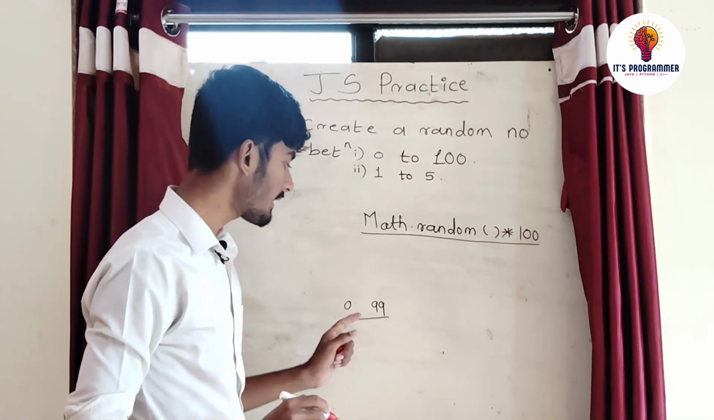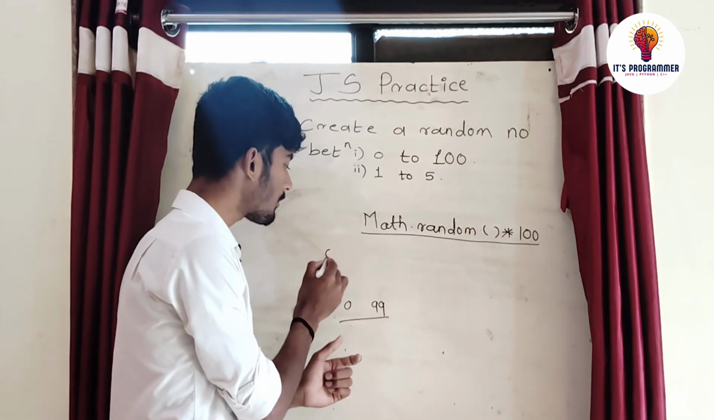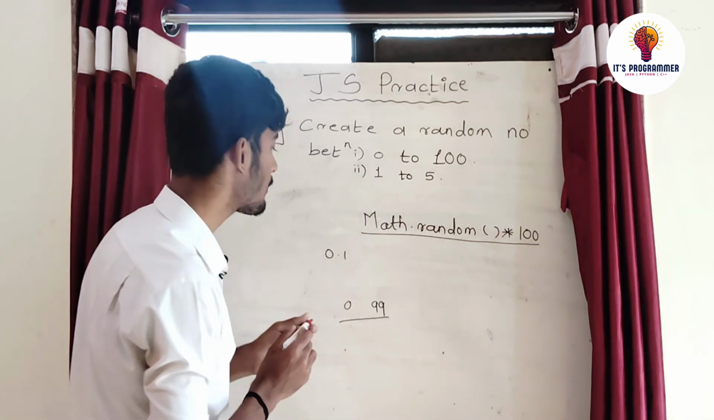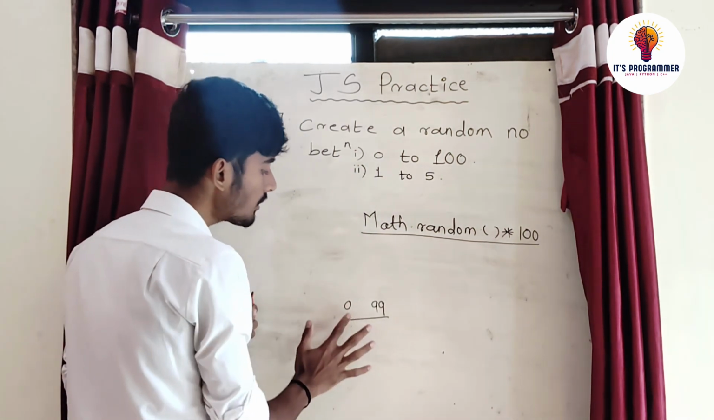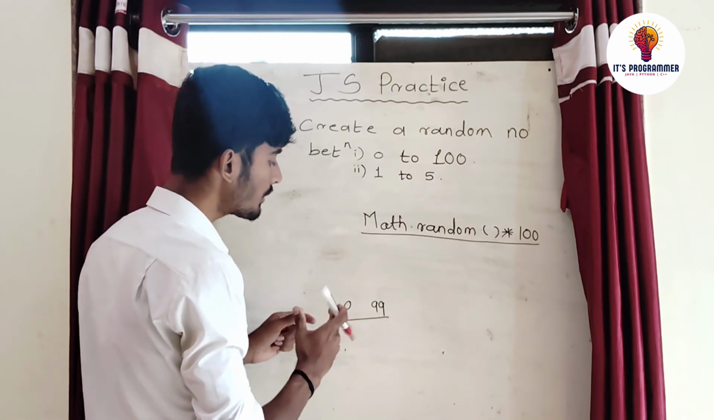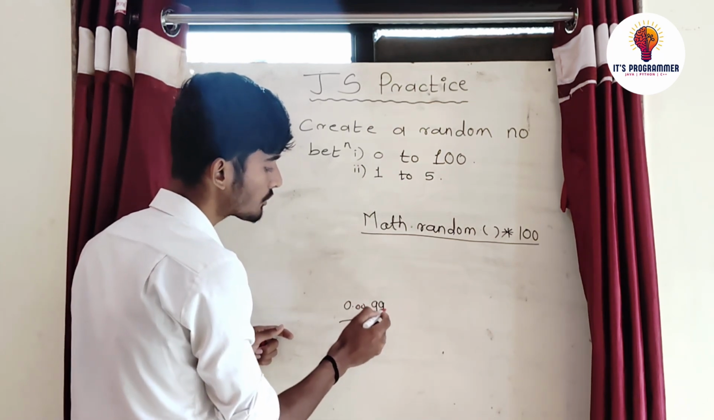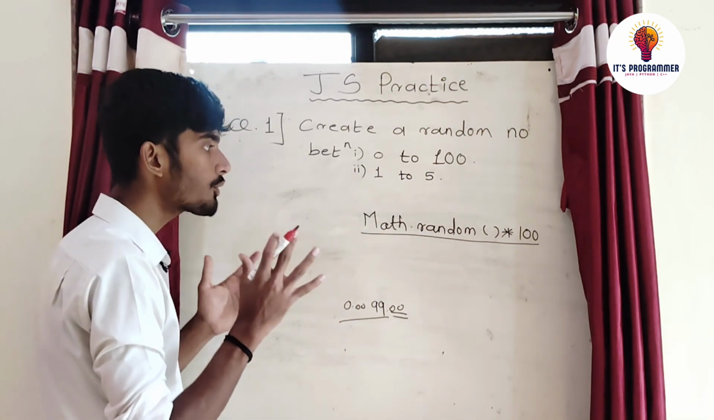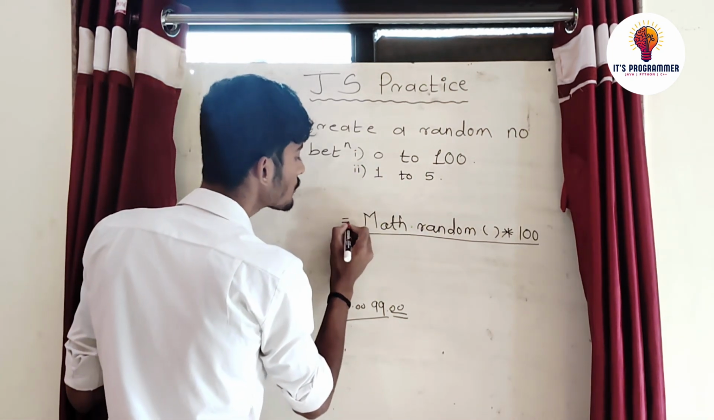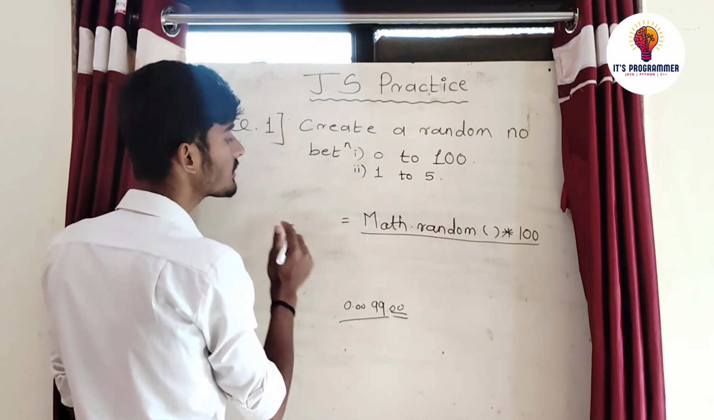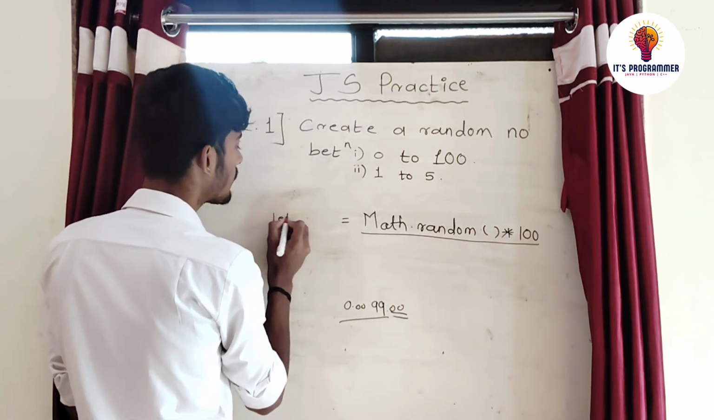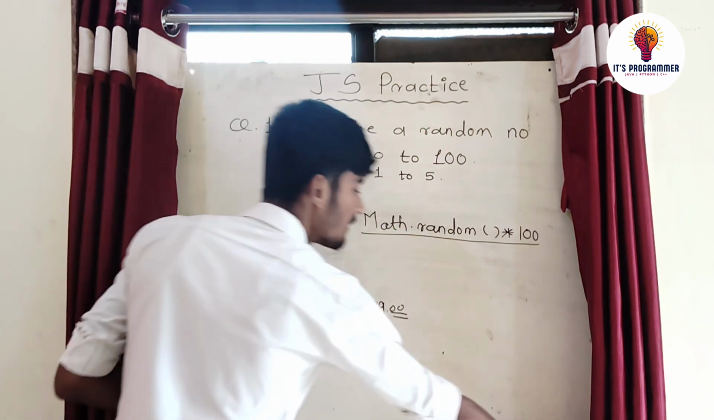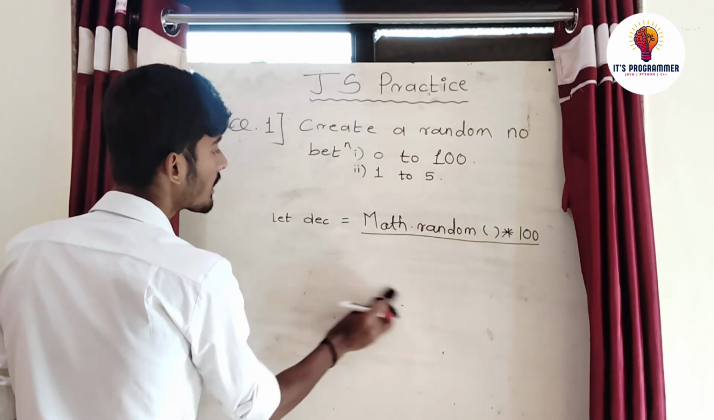But all those numbers will be in decimal form, like 0.1, 0.2, 1 point something. So now, first of all, 0 to 99. What we want to do here is remove the decimal point values. For that, we will use the Math.floor function. The number which we have generated using this function, we will store in a variable that will be known as dec. We will store the decimal values in the variable dec.